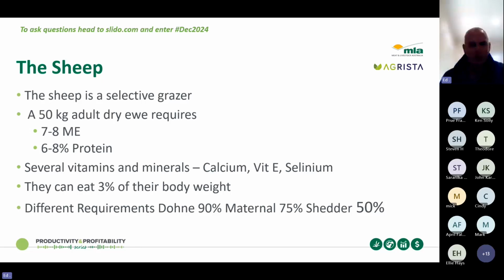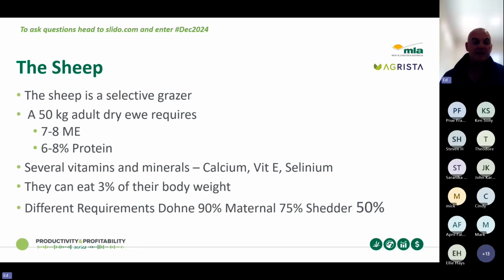And as I said before, there's different requirements. As a rough guide, I'd say from a merino needing, say, 7 to 8 megajoules, a doonie needs 90% of that. Probably said this before, sorry for repeating myself. Maternals 75%, and maybe shedders around 50% of that requirement. So just be aware when you're hearing a presentation and they're talking about numbers, to be aware of what you've got, the type of animals you've got, and what their requirements are.